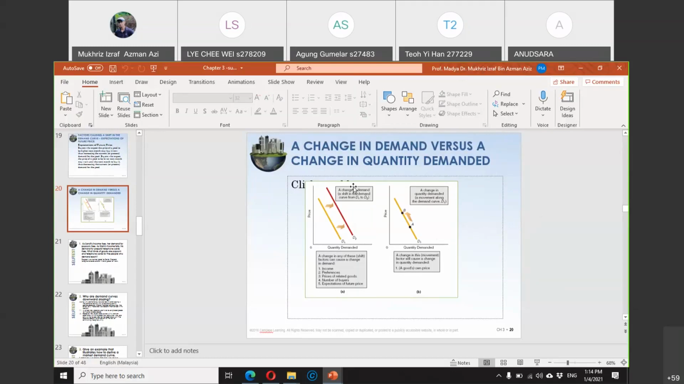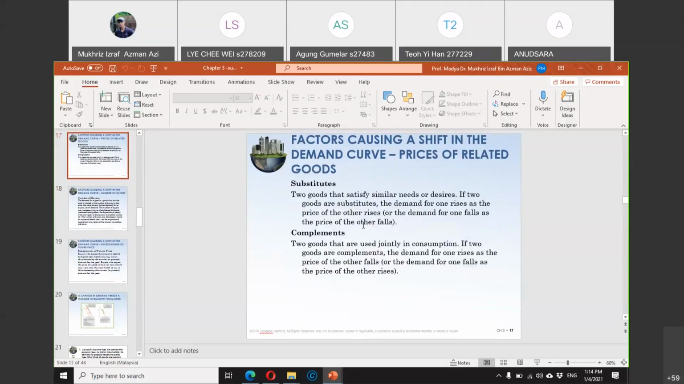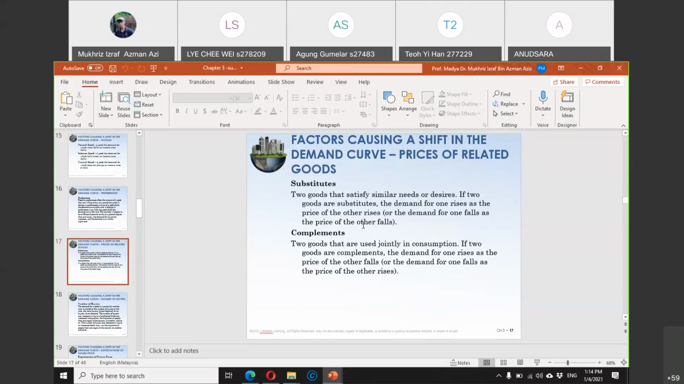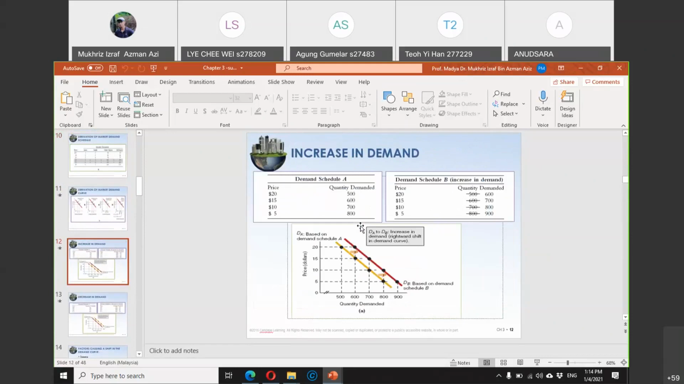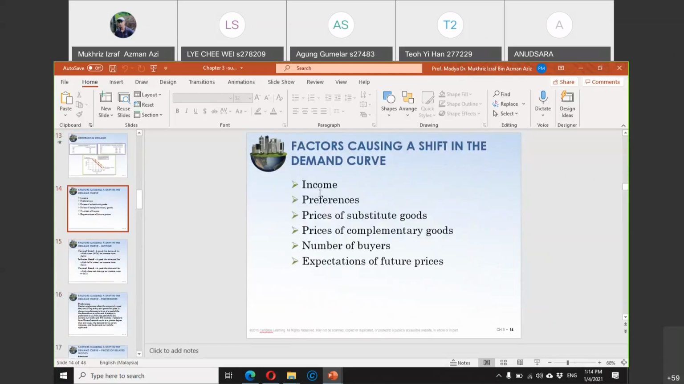Change in demand involves shifting the demand curve to the right or to the left, but change in quantity demanded only involves movement along the curve, meaning only the price of the good changes. Change in demand is due to factors other than the price of the good. For example, your income, whether it increases or decreases, your consumer preference, your taste, the price of substitutes and complements.